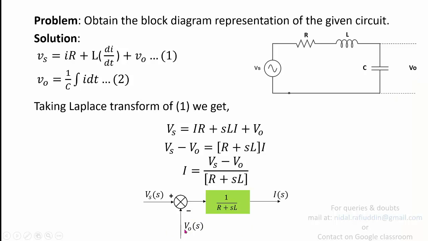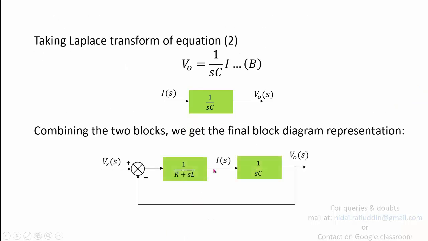So this V naught is obtained after connecting all the blocks. This block is going to give the output V naught, and hence we are going to pick this signal and connect it to the comparator. So this is V naught. So this is the final block diagram representation of the given electrical network.